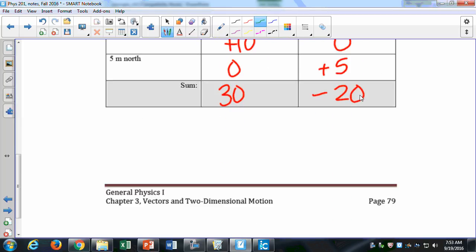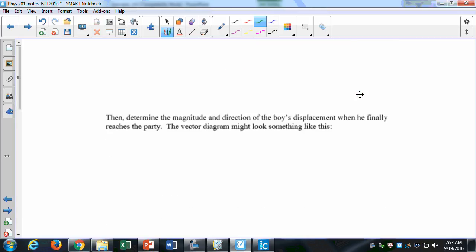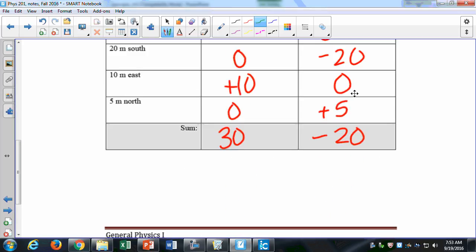Then I can do my business with the Pythagorean theorem. I do the square root of 30 squared plus negative 20 squared. Notice that the negative goes away when I square it. A mistake that students often make is that they'll say 30 squared minus 20 squared is 400, so they say 900 minus 400. But that's not correct, because the negative goes away when you square that number. Negative 20 times negative 20 is positive 400. And so that is equal to 36 meters.